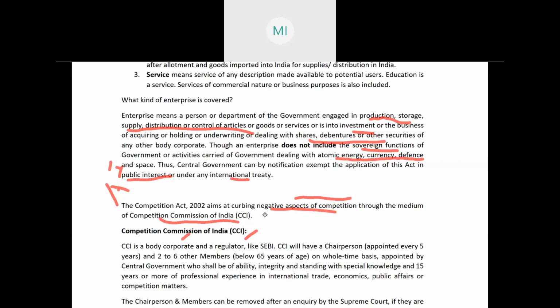See, in all of these there will be a composition based question. So basically CCI will have a chairperson, appointed for every 5 years once, and it will have 2 to 6 other members who are below 65 years of age on a whole time basis. And all compositions will be like this: there will be a chairperson and other members. They should have ability, integrity and standing. And they may possess special knowledge with respect to competition, and they should have at least 15 years of experience in the relevant field or on the competition matters which CCI deems essential. So these are the composition of the Competition Commission of India.